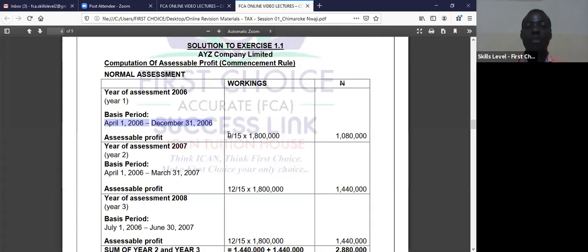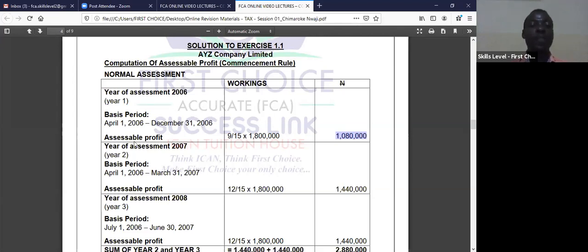Accessible profit is going to be 9 out of 15 of this figure. So when you do it, you're going to get 1,080,000. Now that's your first year of assessment. What is the second year of assessment?